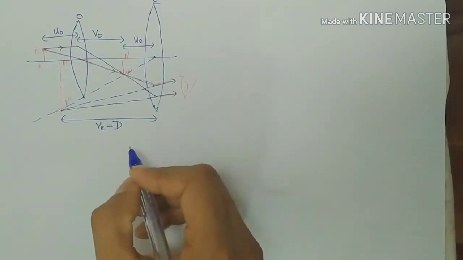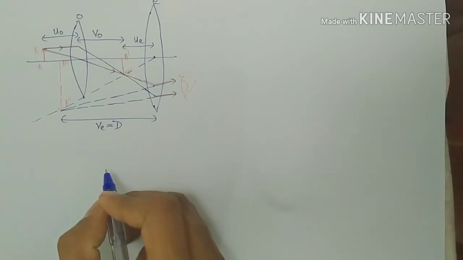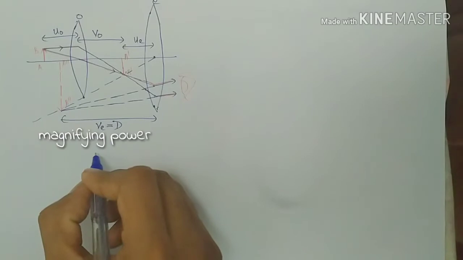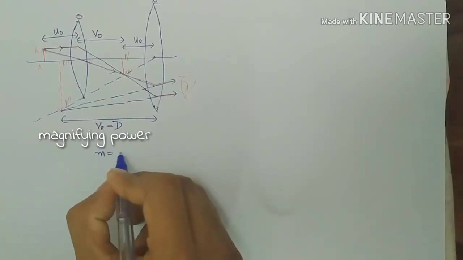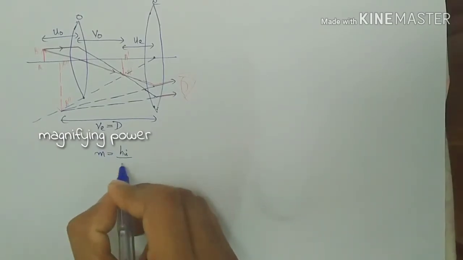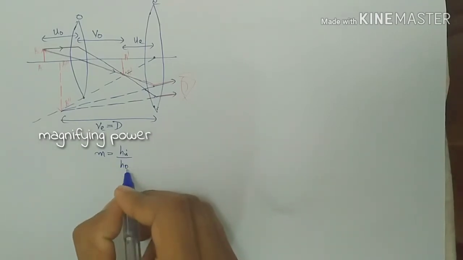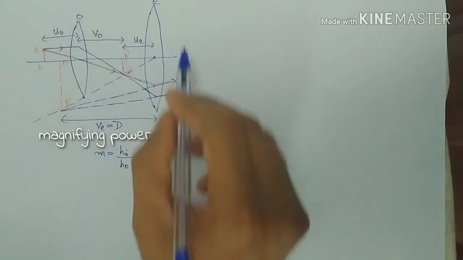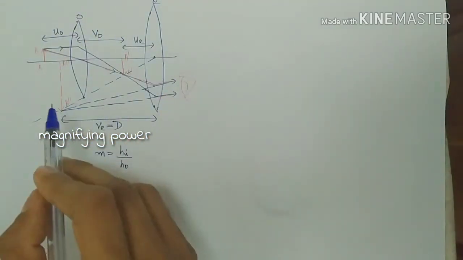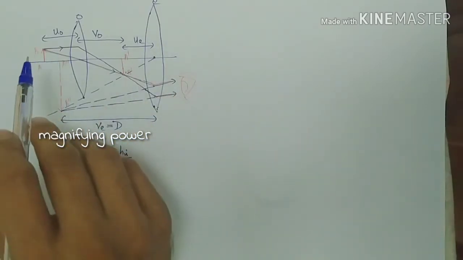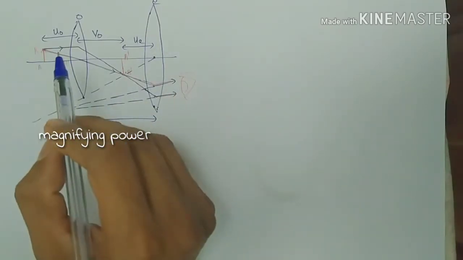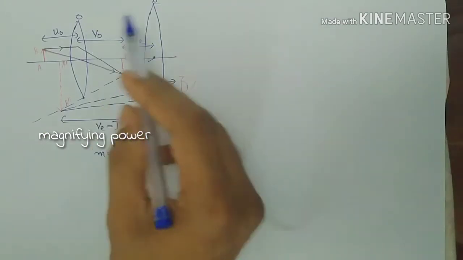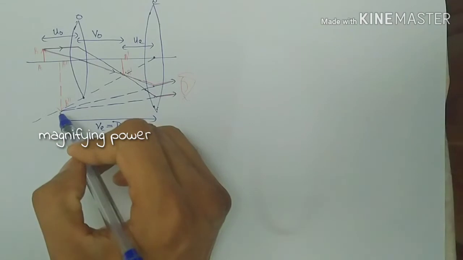Then let's go for the magnifying power of compound microscope. We know magnifying power is HI by HO, height of image divided by height of object, and this complete system is the compound microscope. Which is the object of this compound microscope? The object is AB. Which is the image of this compound microscope? The final image of this compound microscope is A double dash B double dash.